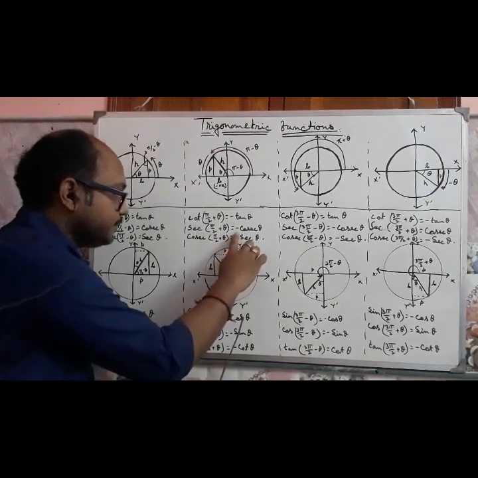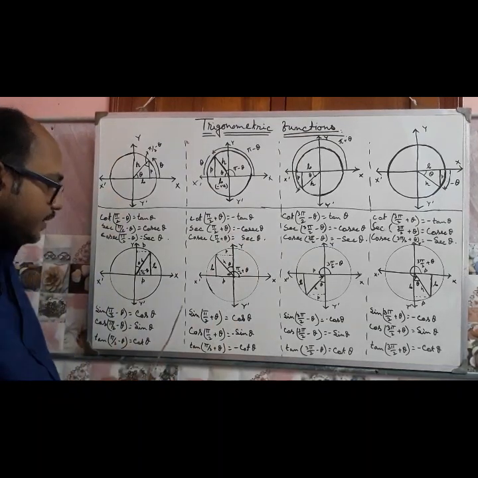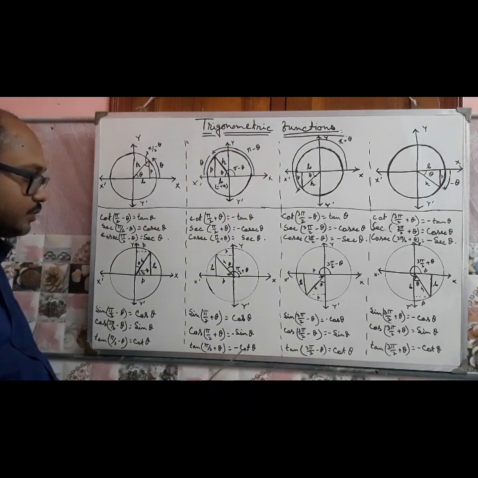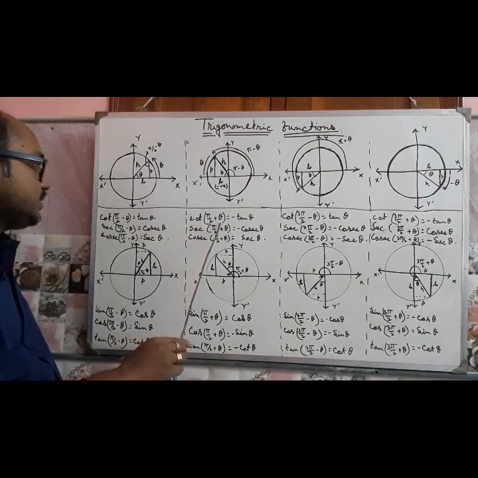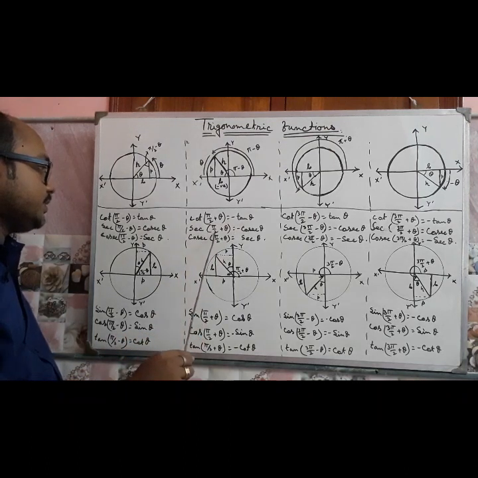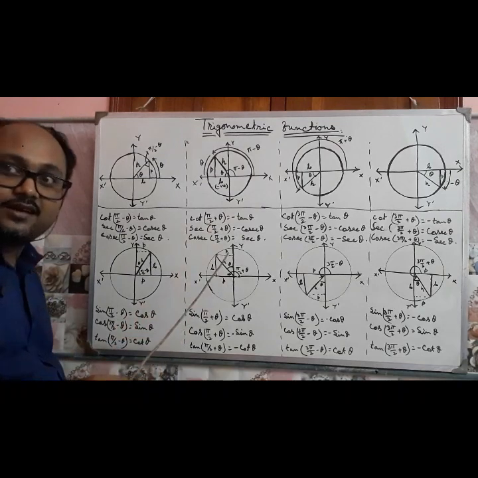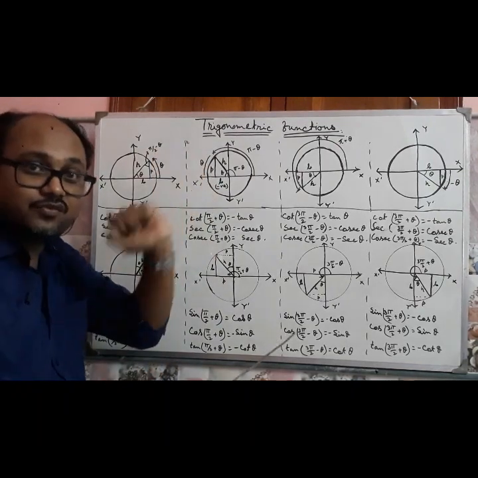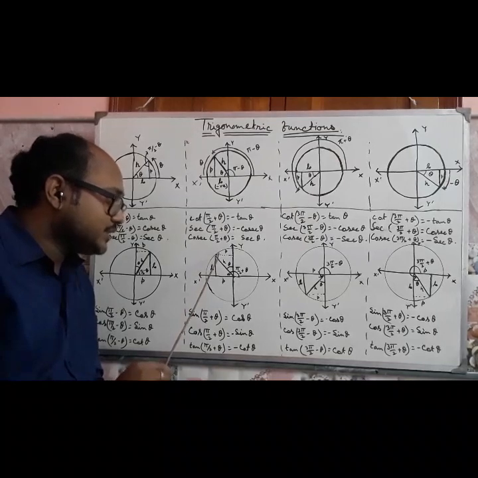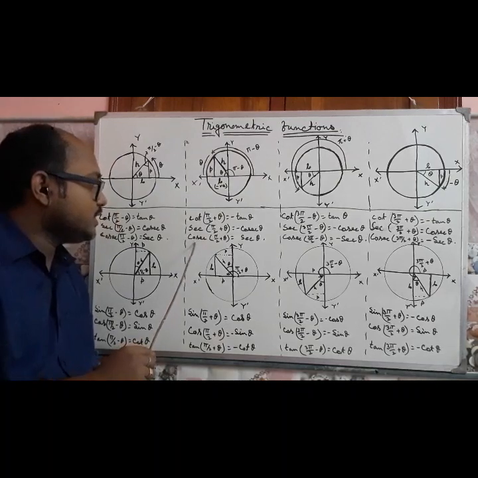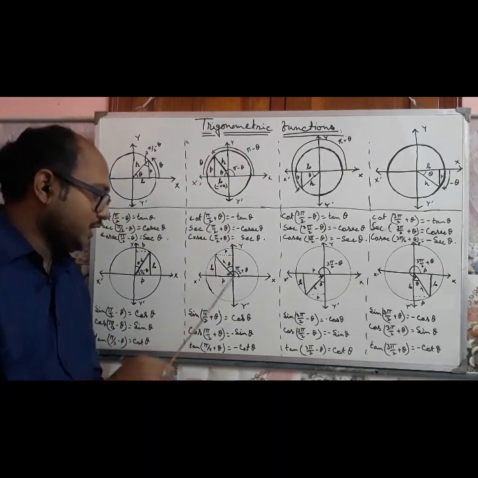Okay, so ultimately what we got: sin(pi/2 + theta) is equal to cos theta, cos(pi/2 + theta) is equal to minus sin theta, tan(pi/2 + theta) is equal to minus cot theta, cot(pi/2 + theta) is equal to minus tan theta, sec(pi/2 + theta) is equal to minus cosec theta, and cosec(pi/2 + theta) is equal to sec theta. So from these relations we can establish the previous one that we learned. Now in the second quadrant, sin and cosec are positive, the rest are negative. You see, sin becomes cos theta and cosec becomes sec theta, the rest are all negative.